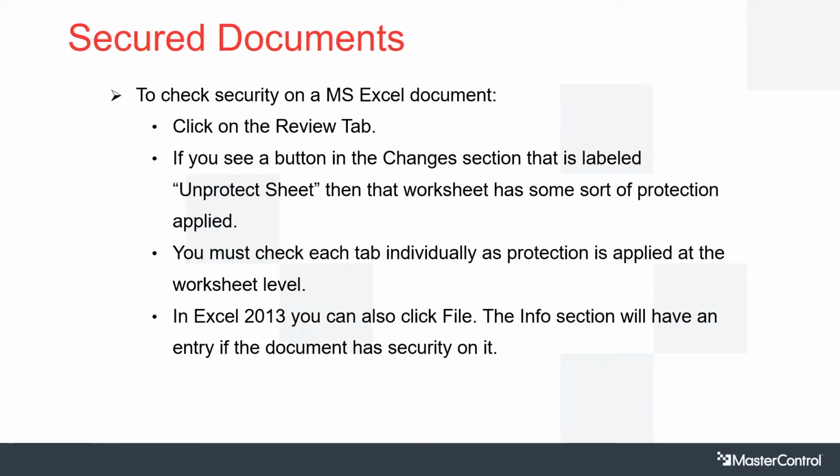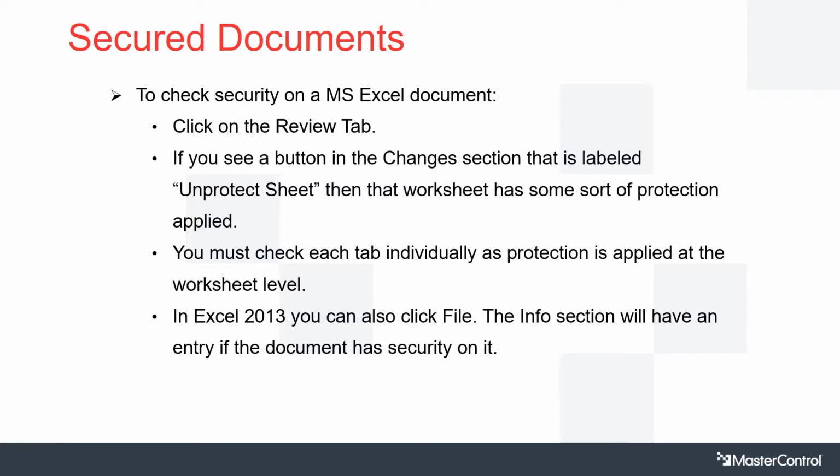So with Excel documents, it's a similar process, but you're going to go to the Review tab. The Review tab is on by default, so you should be able to see that. The easiest way to check this is if you see a button in the Changes section that's labeled Unprotect Sheet, well, it's obviously got protection on it. Excel's a little bit trickier because you have to check each tab individually, because you can apply that at the worksheet level. So you can have this sheet that's not protected, this sheet that's protected, but if any one of those is protected, it's going to cause a problem when it tries to publish.